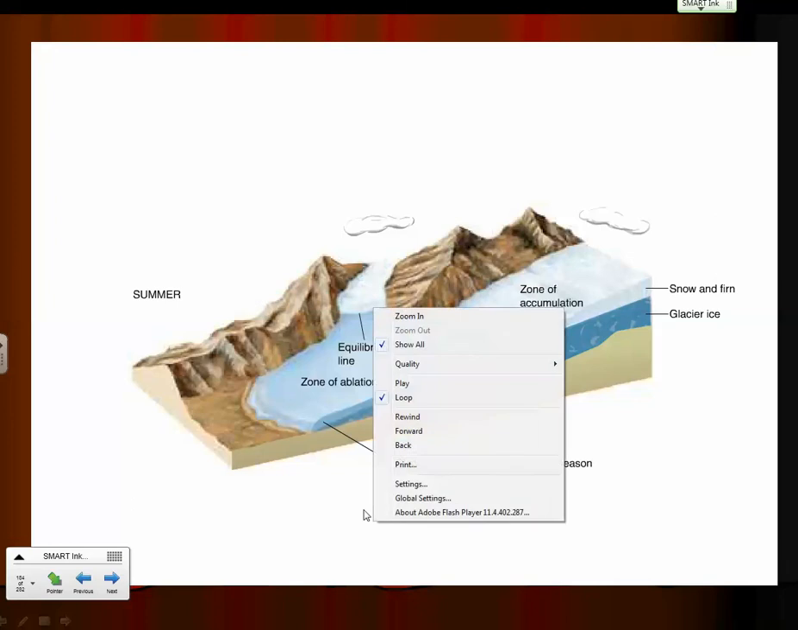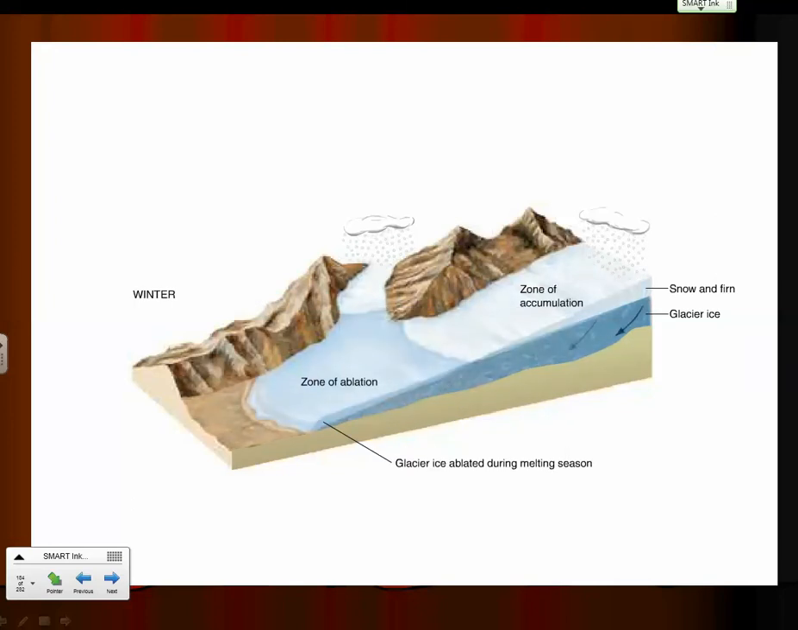All right, let's take a look. So here we have getting colder, wintertime, it grows. In springtime and summertime, it shrinks. So your glacier overall remains about the same unless climate changes, unless it gets warmer, in which case the glacier will retreat more, or colder, in which case the front of the glacier will grow more.